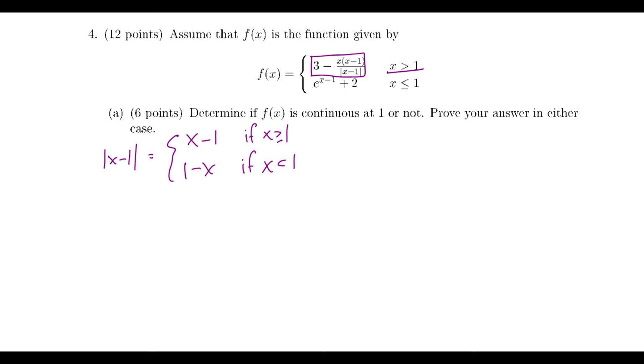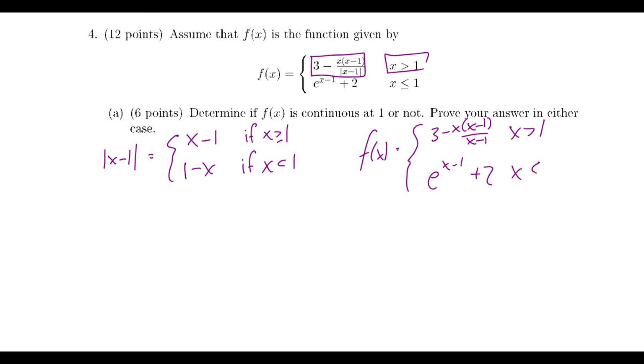But here we're saying x is greater than 1, so we're going to rewrite our function to be 3 minus x times x minus 1 over x minus 1 if x is greater than 1, and we'll have e to the x minus 1 plus 2 for x less than or equal to 1. We do get some nice cancellation up top, so we will just simplify this to say the top is 3 minus x.